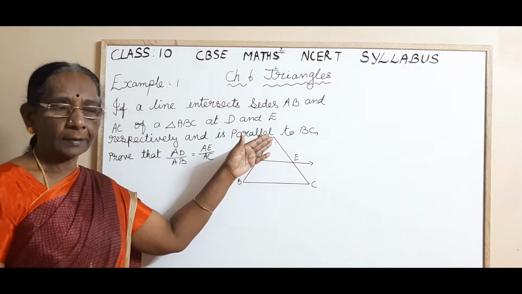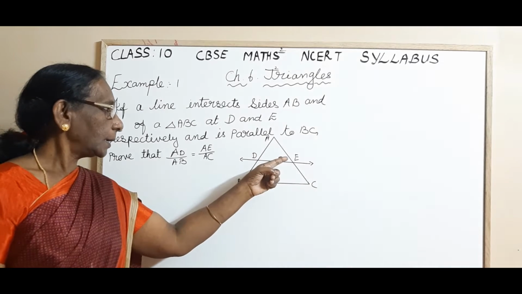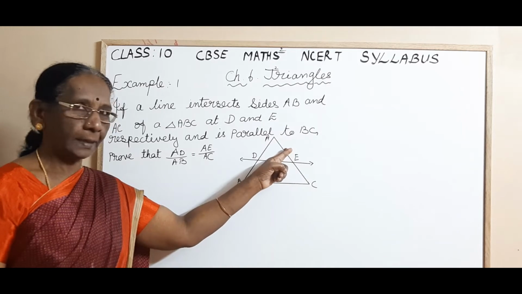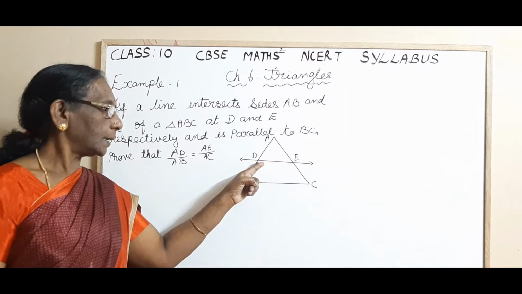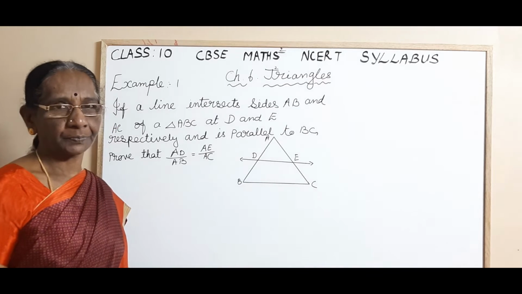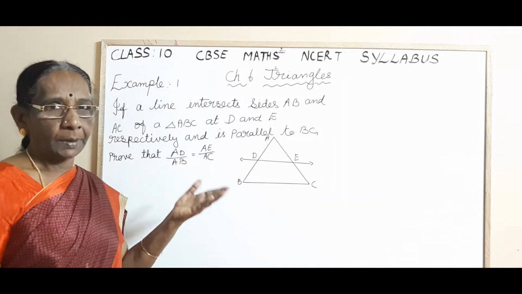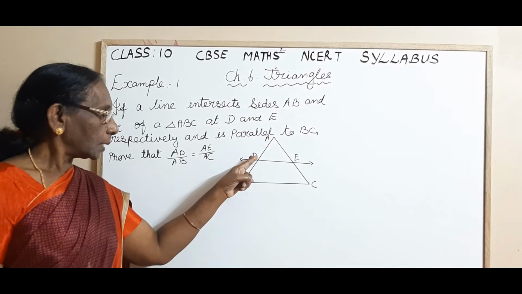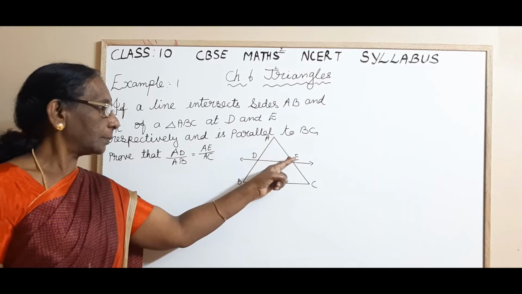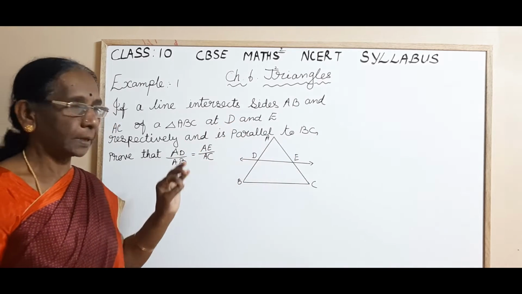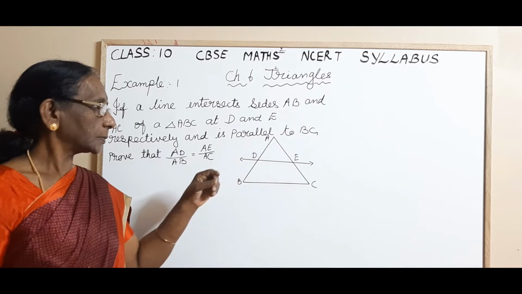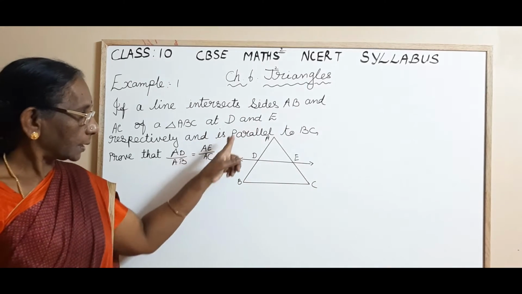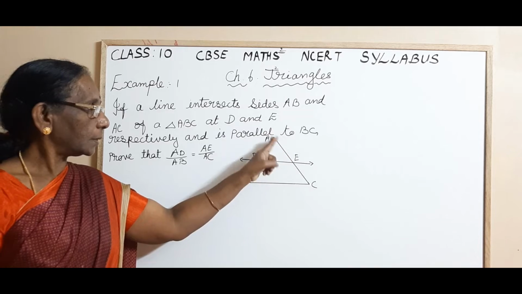ABC is a triangle. DE intersects AB at D and AC at E, and DE is parallel to BC. In the basic proportionality theorem, we have proved AD by DB is equal to AE by EC. The two parts, we have taken the small parts. But here you have to prove this length, AD by AB is equal to AE by AC.